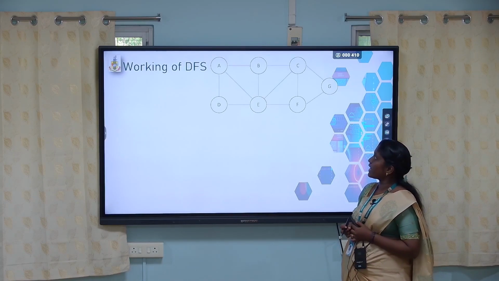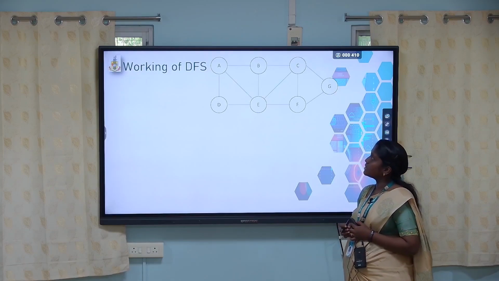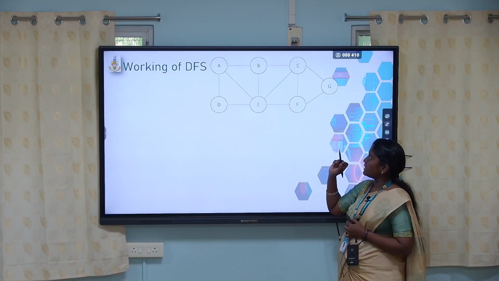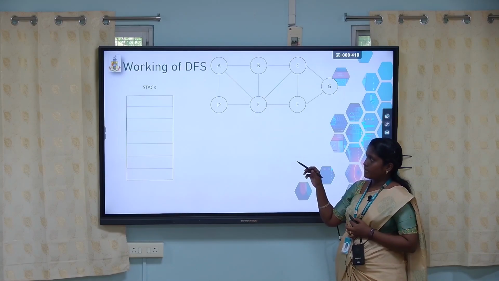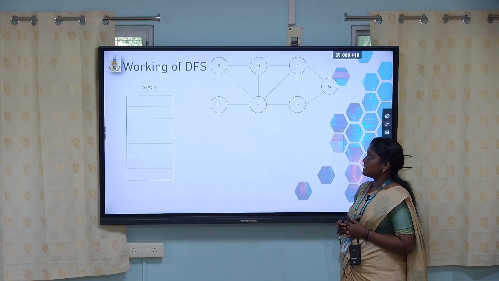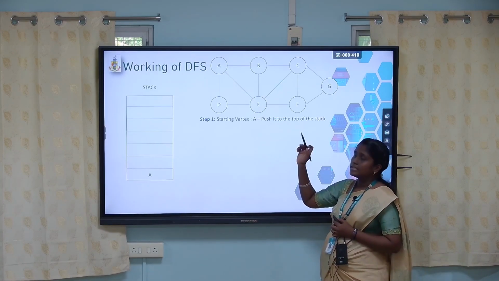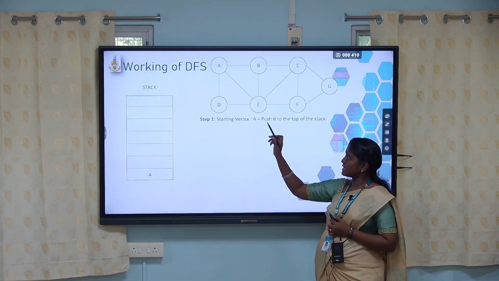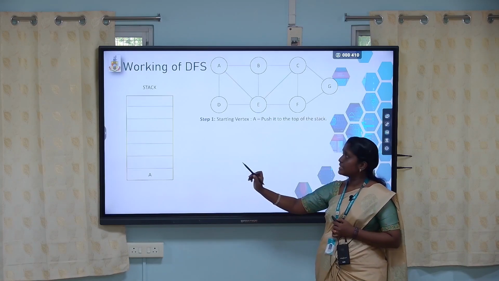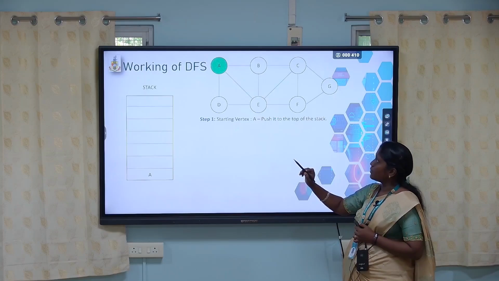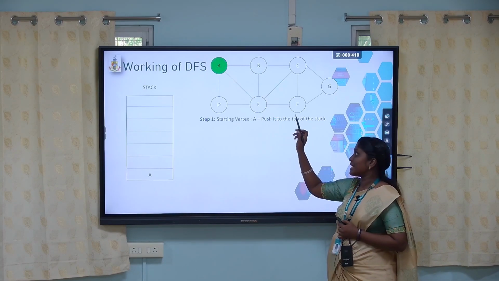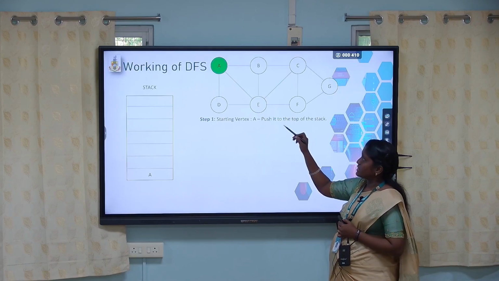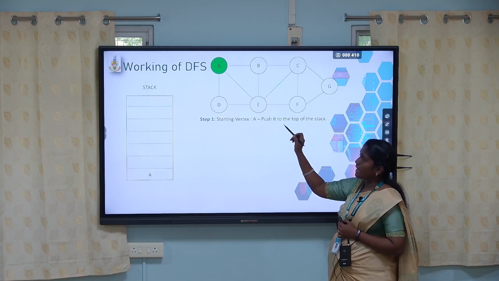Let's consider this graph. The total number of vertices here is 7, and this is a stack with a 7 space allotment. So in this first step I am considering the vertex A as the starting vertex and I push it into the stack, and in the second step I am visiting it. After that I look at its adjacent nodes. So my adjacent nodes for A are B, E and D.